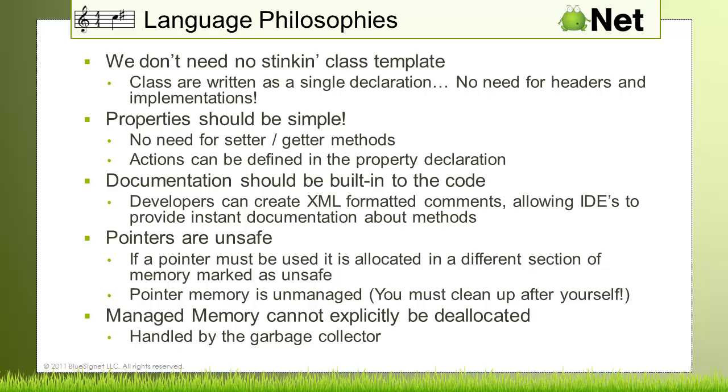So if in C# a pointer must be used on its own as a pointer, it's allocated in its own section of memory marked as unsafe memory, which is really interesting. And pointer memory, that segmented area of memory, is unmanaged. So you're responsible to clean it up after yourself to make sure that you have a greater chance of tying up all your loose ends.